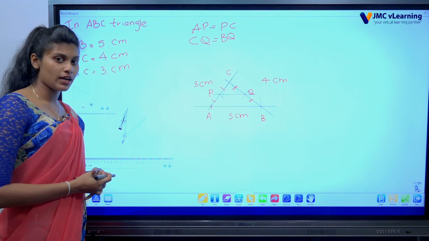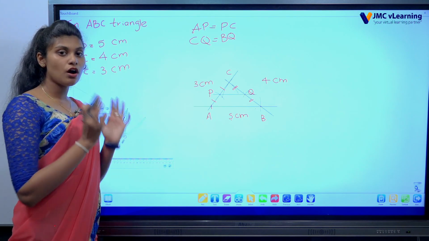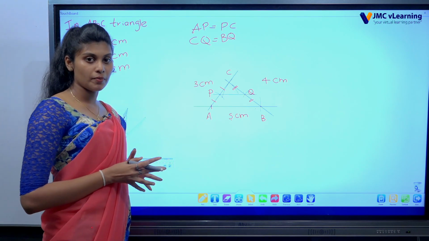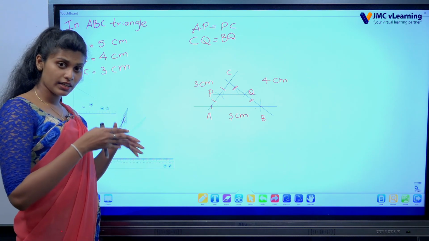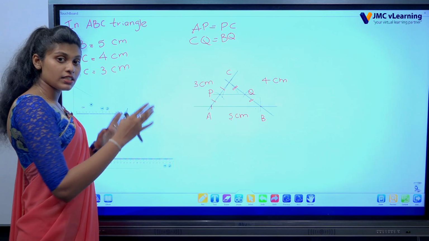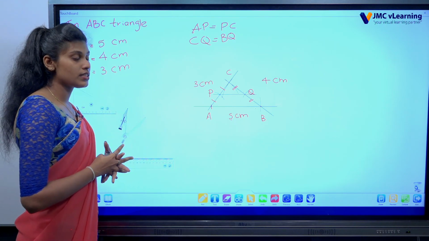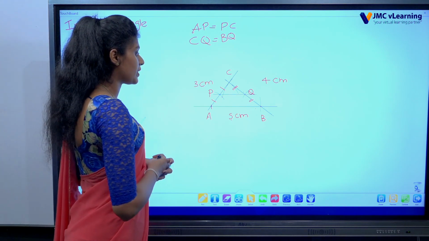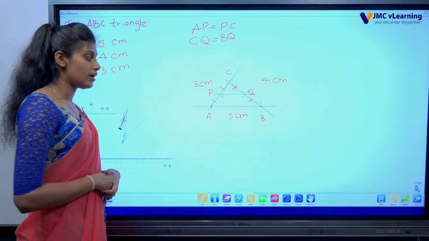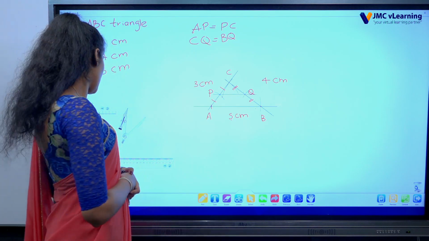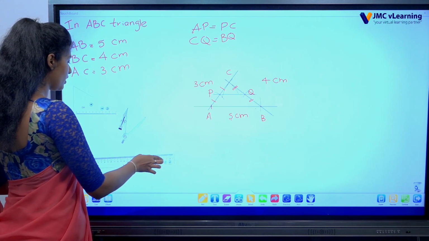What is the meaning of parallel? Parallel lines mean these two lines are not meet in anywhere. Give me some example for parallel lines. The railway lines and the edges of the blackboard, edges of the table, edges of a door, those are the parallel lines. Then let's check whether that PQ and AB lines are parallel or not parallel to each other. We can find these are parallel or not parallel to each other.